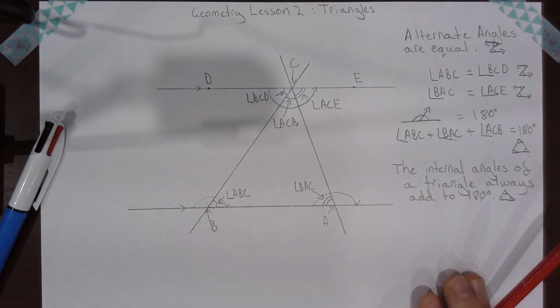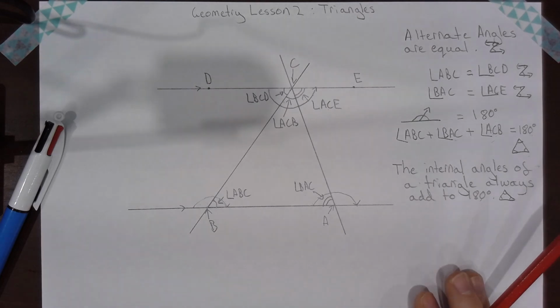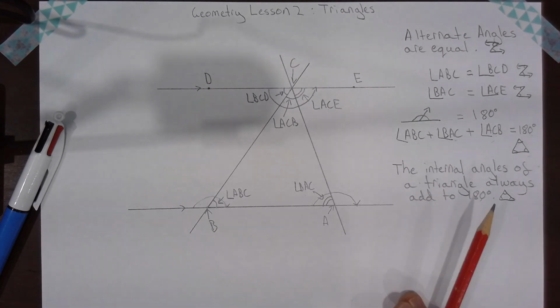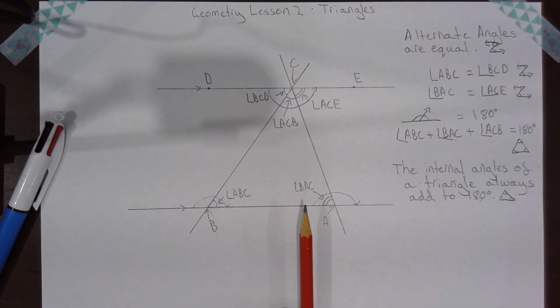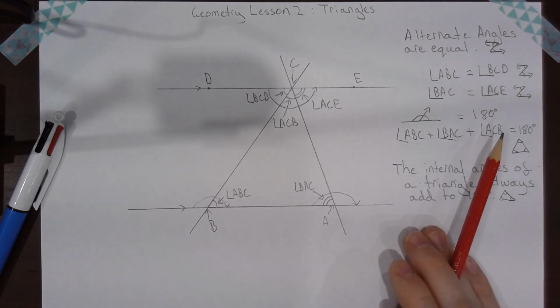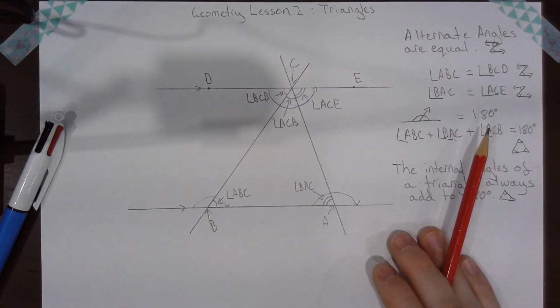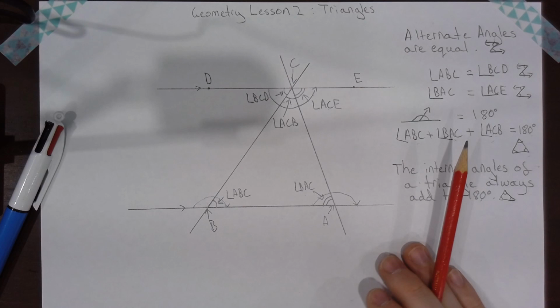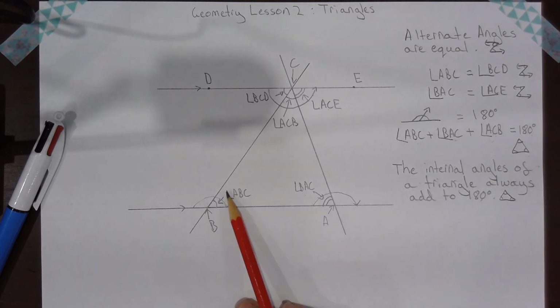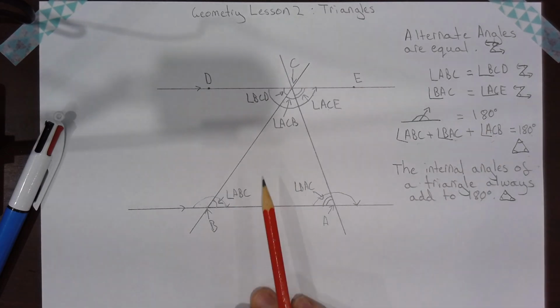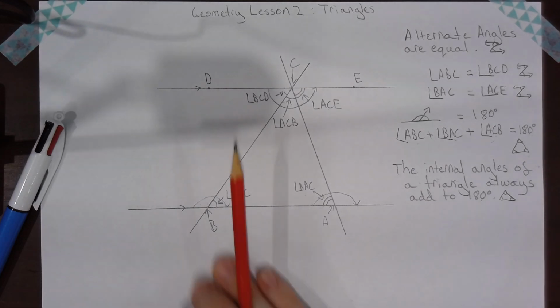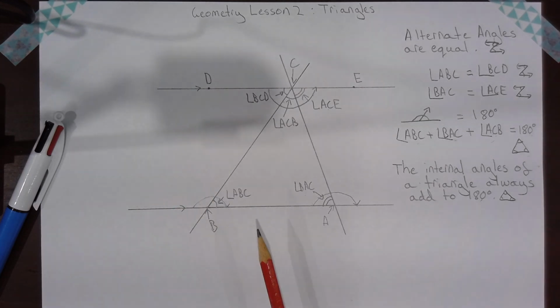It's never going to add to 181. It's never going to add to 179. The internal angles of a triangle always add to 180. And this is why this is a beautiful thing. On paper, right here, we have explained, we have proved a fundamental fact about the very nature of the universe in which we live. And that's a pretty amazing thing if you think about it. So that's actually all that you need to know for lesson number 2.